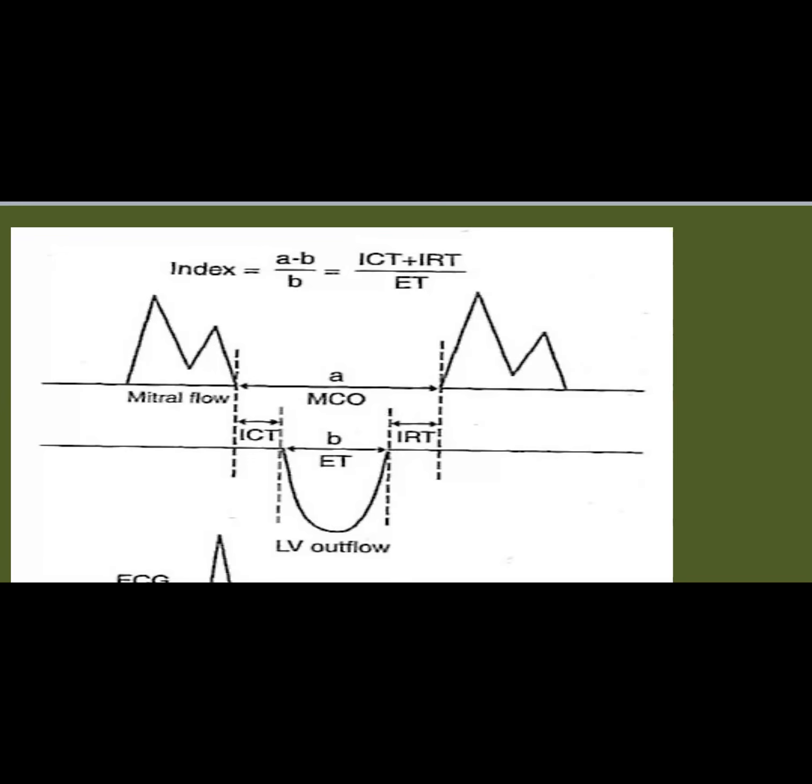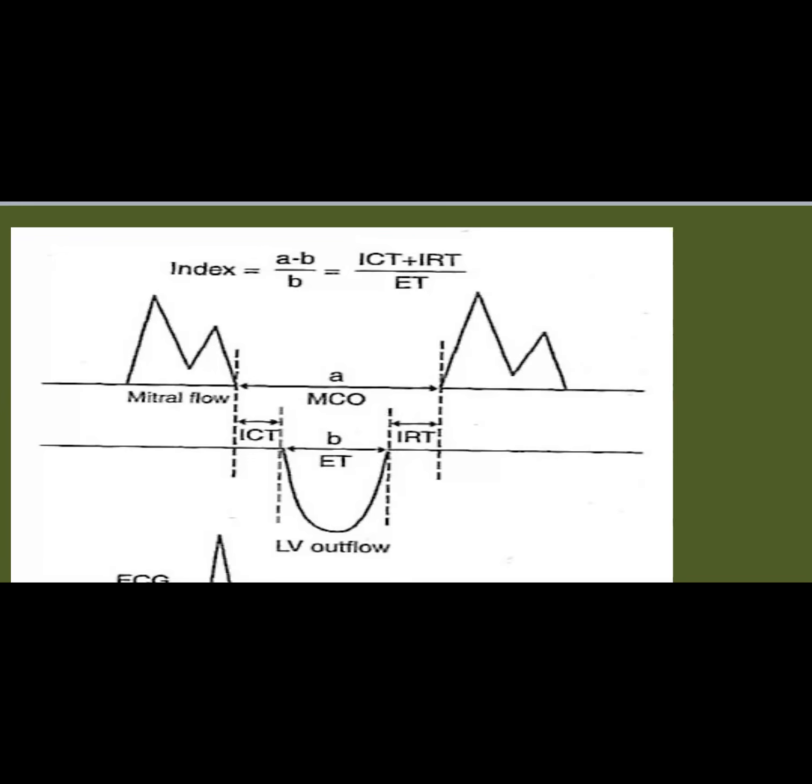So what is the TEI index? The TEI index is pre-ejection time over ejection time. Pre-ejection time meaning the time where there is no ejection and no flow, over the ejection time. So what is the pre-ejection time? It's the summation of ICT and IRT. It's the summation of isovolumic contraction plus isovolumic relaxation time over the ejection time. That gives me the index, the TEI index.